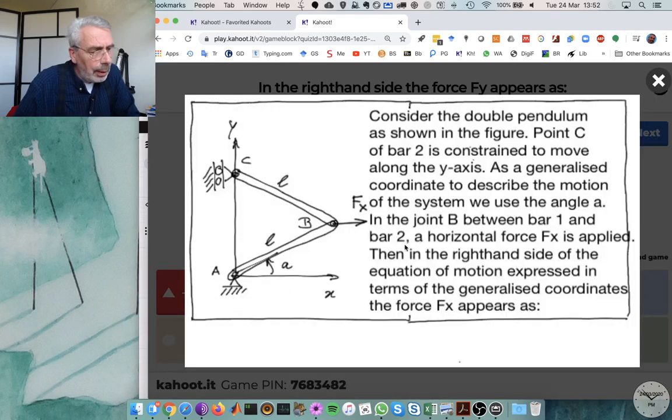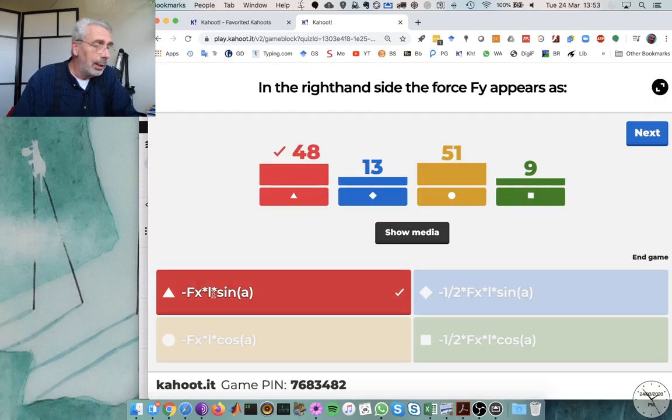So let me explain a little bit. This force Fx, we have 1 degree of freedom, this angle A. Now you can imagine there's a speed, A dot, and then this point has a speed, L times A dot in this direction. And then the power of this force is just the dot product of this force times this speed. Apparently then the component is the sine of the angle A, and then it's negative because it's opposed to Fx, so therefore the correct answer is minus Fx L times sine A. Okay, next question.